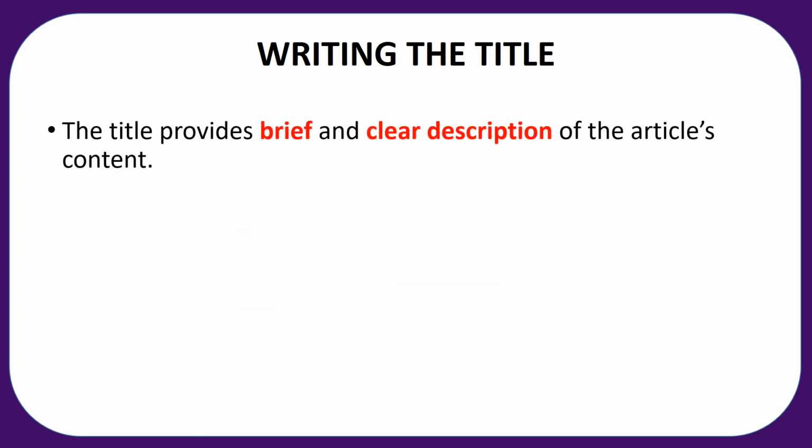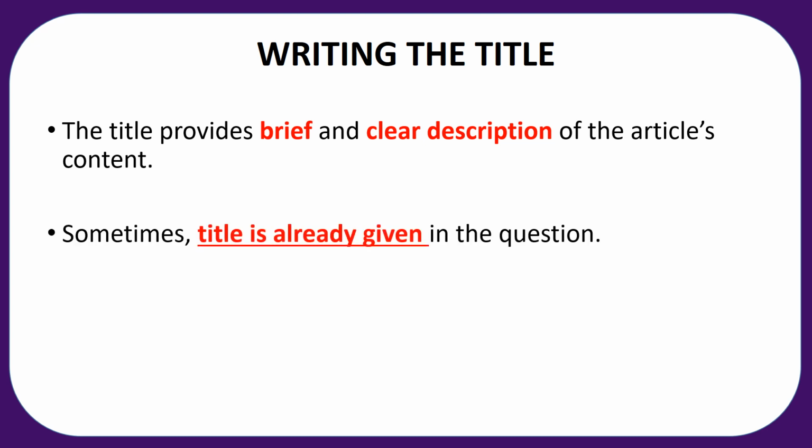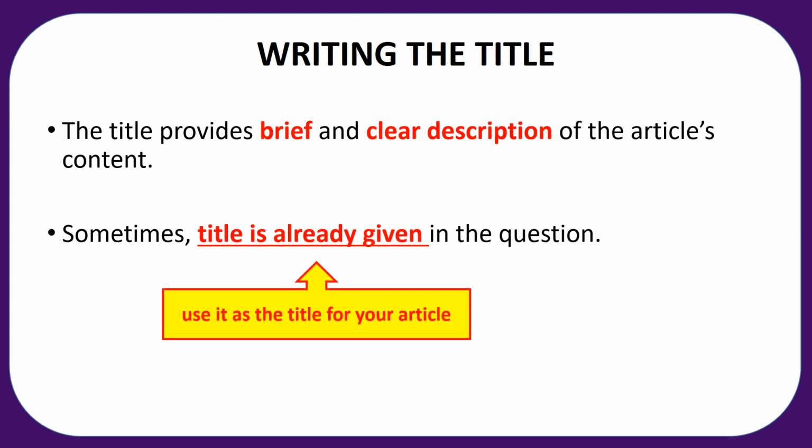So articles have title. And how do you write the title? First, you need to know what is the title. The title provides brief and clear description of the article's content. So basically, when people look at the title of the article, people can quite guess what the content of the article is. Sometimes title is already given in the question. Remember the question I showed earlier, right? So you can use it as the title for your article.